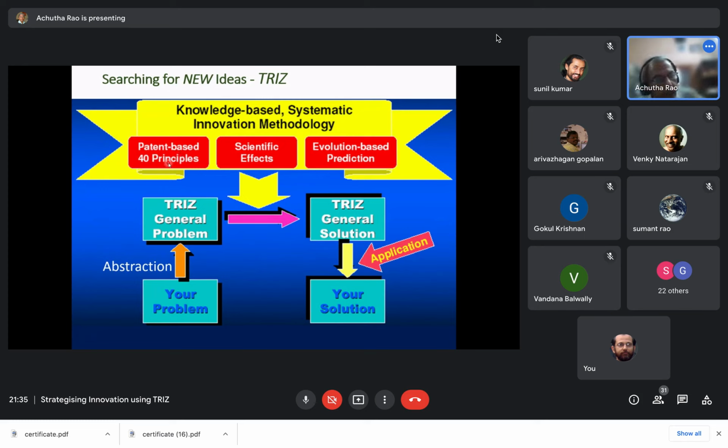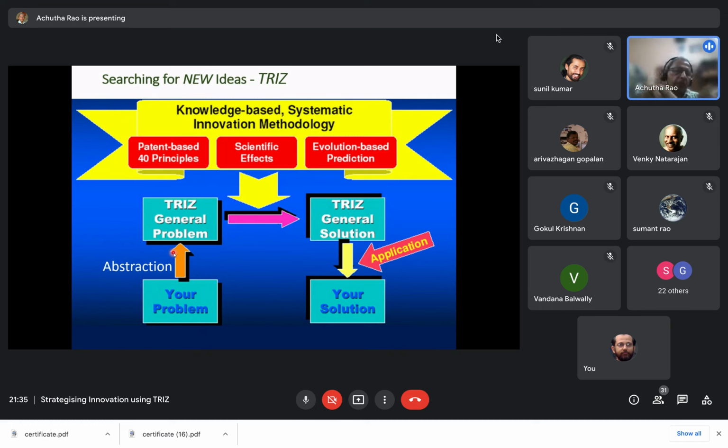So 40, but the number of parameters that we deal with in design has been increased to 41, or 48, something like 48. Yes, 48. Because when Altshuller was analyzing the patents, we were not dealing with sustainability, carbon footprint, environment requirements, etc. So all these new parameters have been added, but the inventive principles used still remain 40.